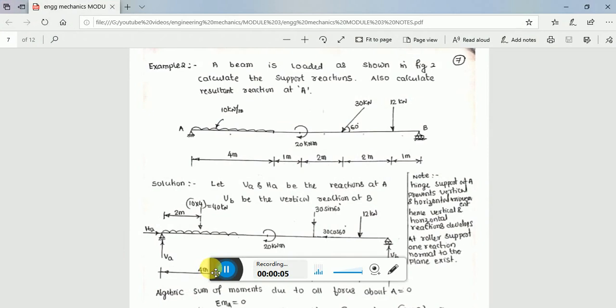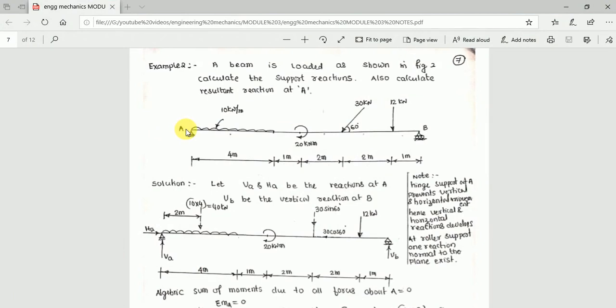So in this session we will solve one more numerical, that is the second numerical on finding the support reactions. So how to calculate the support reactions here? The given problem is: a beam is loaded as shown in the figure. Calculate the support reactions. Also calculate the resultant reaction at A.